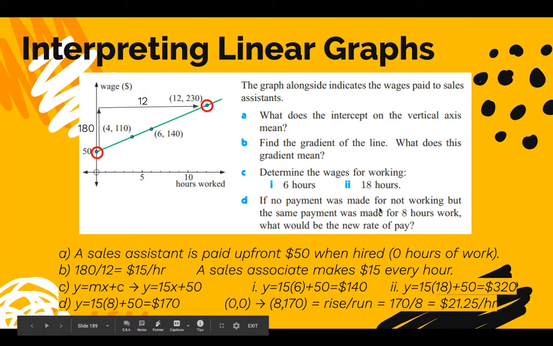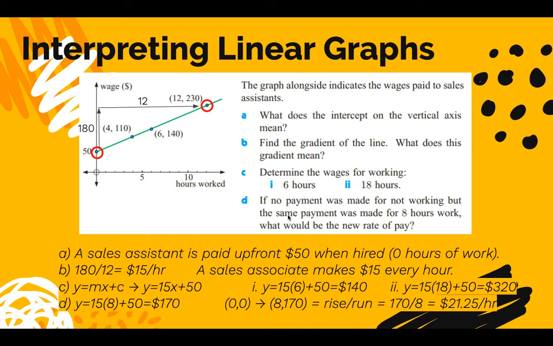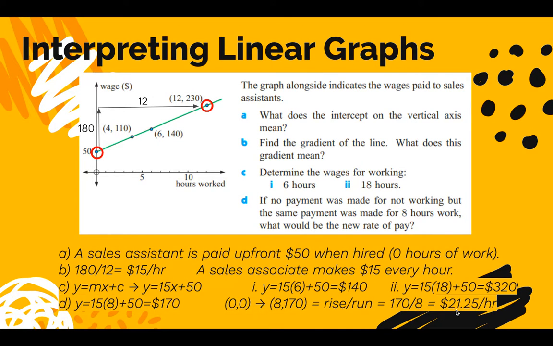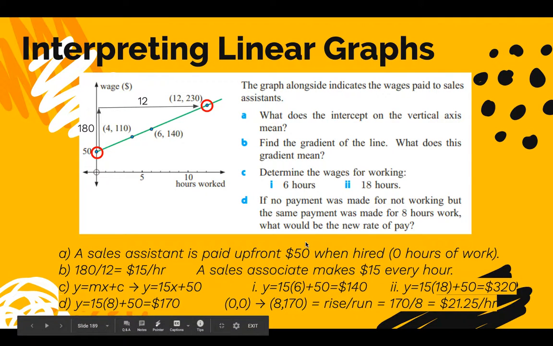Now, let's say that we start at 0, so you get $0 for the y-intercept. So to go from the point (0, 0) to the point (8, 170), the rise, the change in y, to go from 0 to 170 is 170 units. To go from 0 to 8 is 8 units. So the rise over the run is 170 over 8, which when you simplify that, you get 21.25. So you get $21.25 per hour if you start with $0 at 0 hours. And there you go.